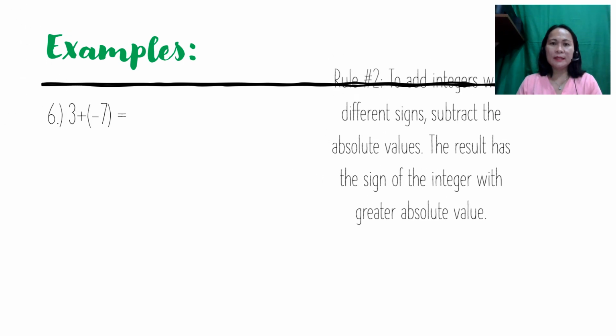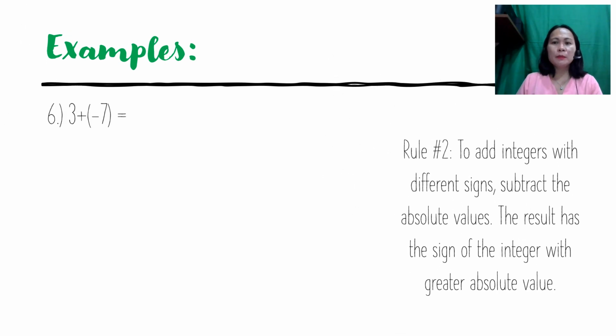For our examples number 6 to 10, we have integers with different signs. Remember our rule number 2: to add integers with different signs, subtract their absolute values. The result has the sign of the integer with a greater absolute value.